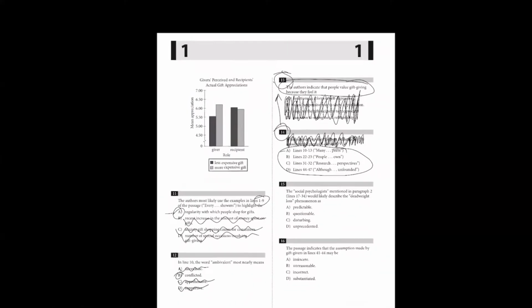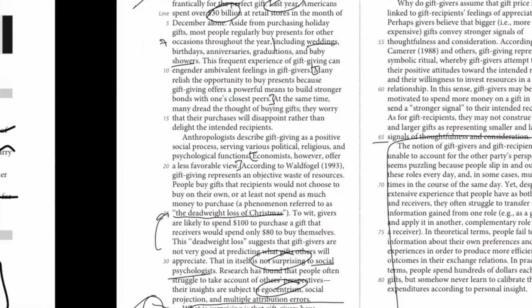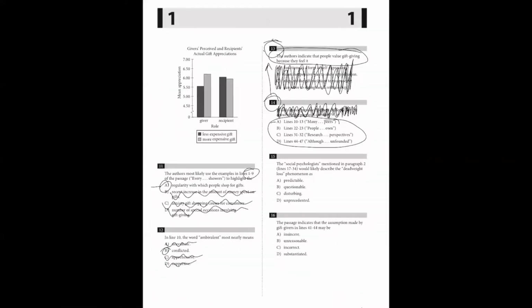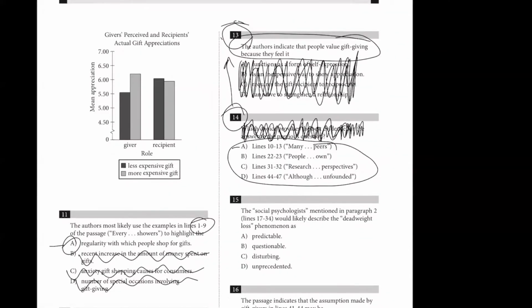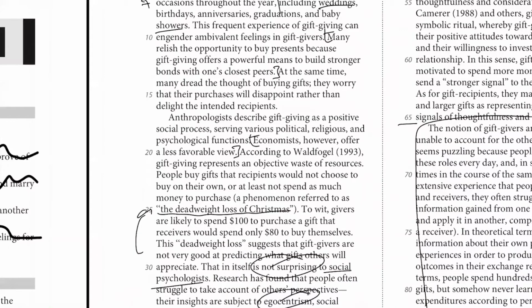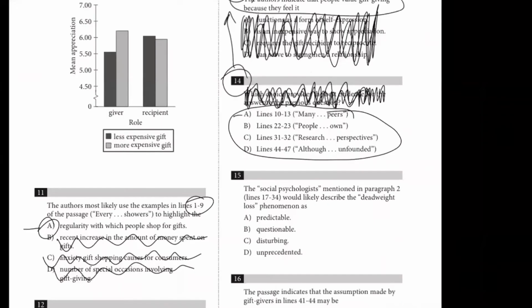Let's look at B, lines 22 to 23. "People buy gifts that recipients would not choose to buy on their own, or at least not spend as much money to purchase." Does that have anything to do with why people like gift giving? No, it has nothing to do with why people like gift giving. It only gives us a fact that is not even related to why. It just talks about how they fail to understand how much they should spend on something, right? So for that reason, B is out.